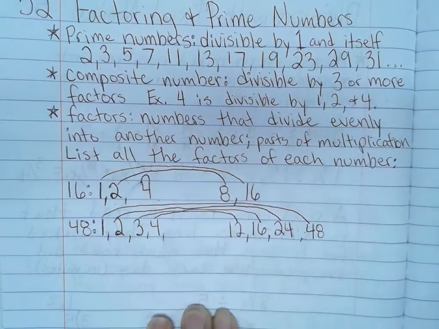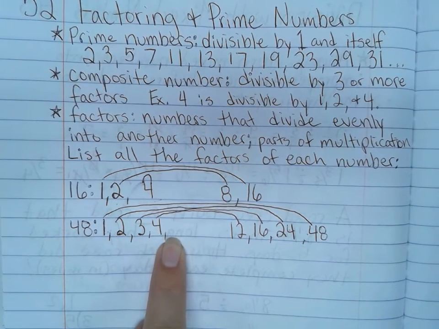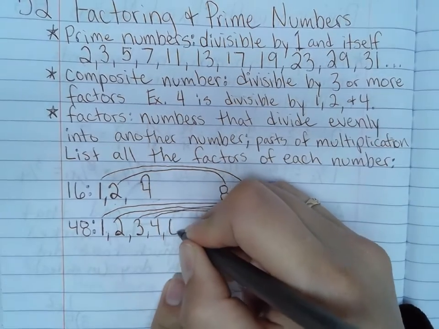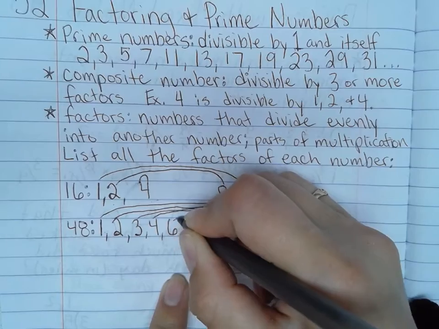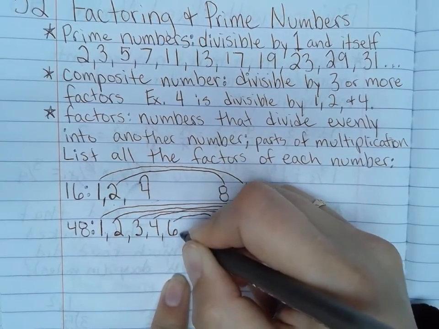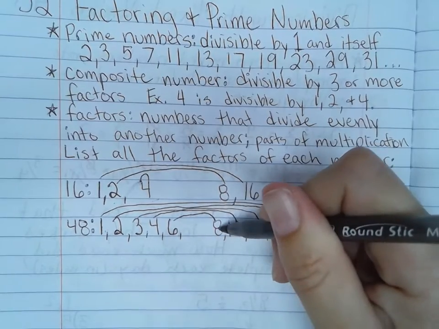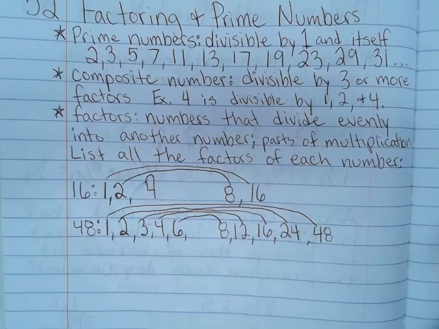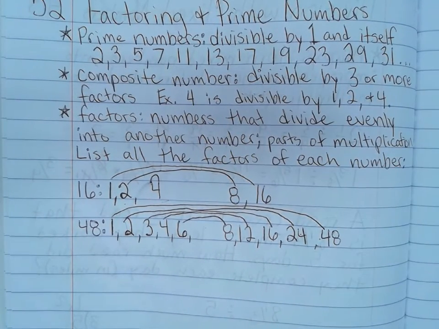Will 5 go into 48? Notice I haven't skipped any numbers here so far. 5 will not go into 48, so I go to the next number, 6. 6 will go into 48. 6 times 8 gives me 48. Okay, will 7 go into 48? No, so 8, I have already written 8. I've met the other end of my rainbow, if you want to think of it that way. Now I know that I have listed all the factors of 48.